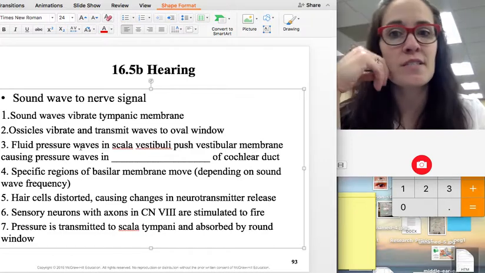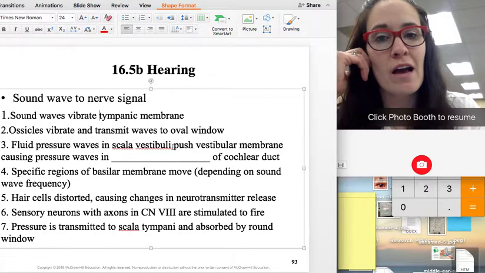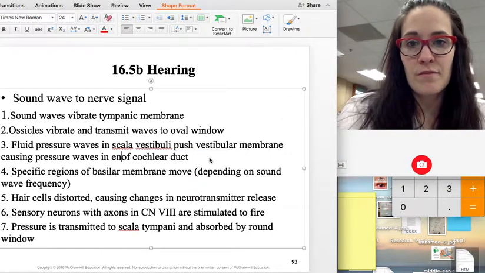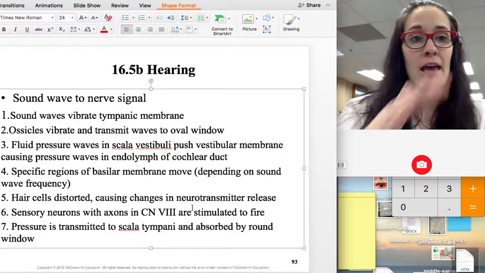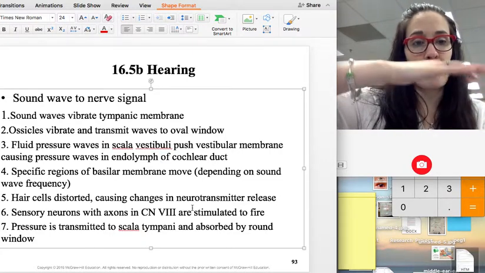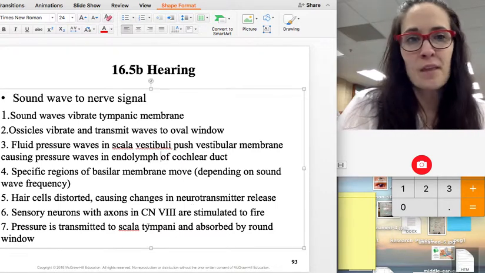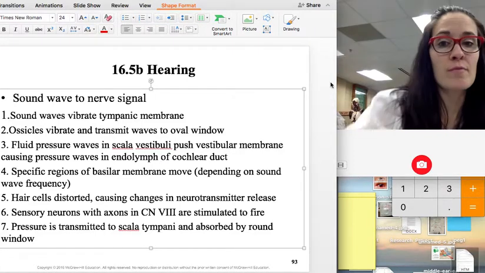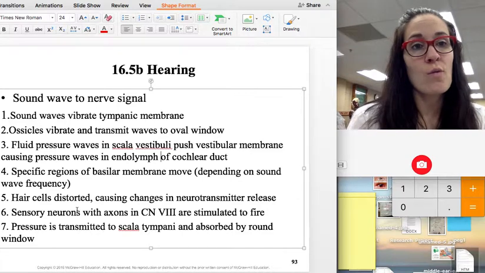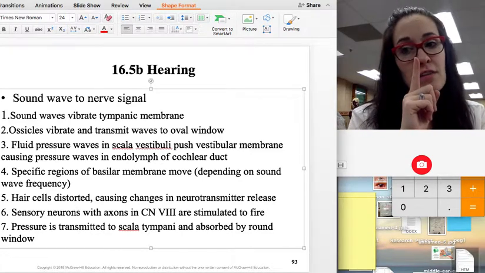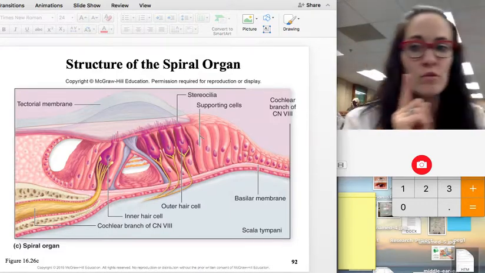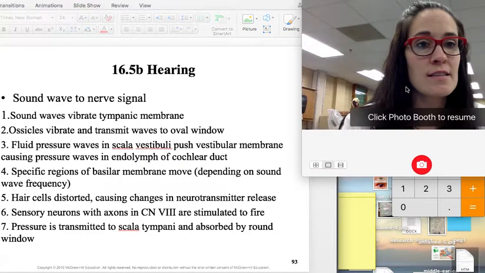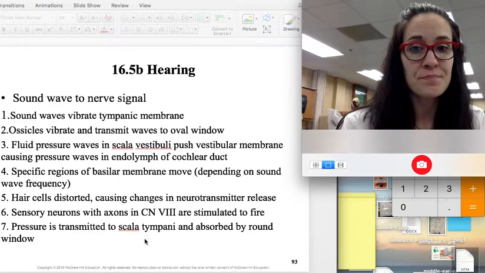The pressure waves from the sound will travel in that top area called the scala vestibuli, and they'll push on the membrane below it, on the endolymph and the fluid within it. And then specific regions will move in that membrane as a result of that pushing on the fluid. Different areas that vibrate produce different frequencies, or different frequencies produce different amounts of movement at different locations. When that happens, the hair cells that are stuck in that fluid will move because it's moving. And that will cause neurotransmitters to be released and a message to be stimulated, an electrical message.